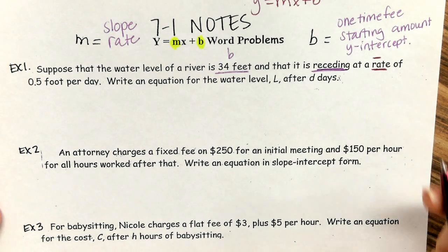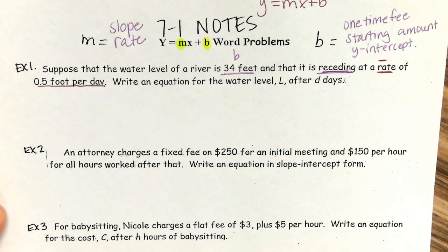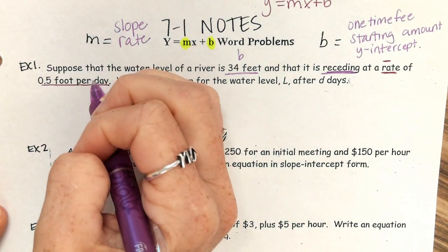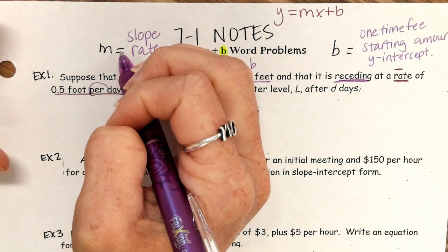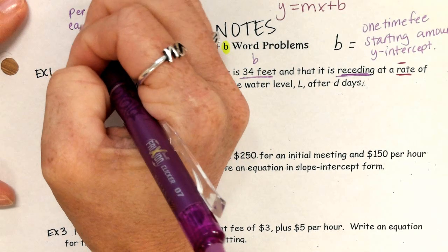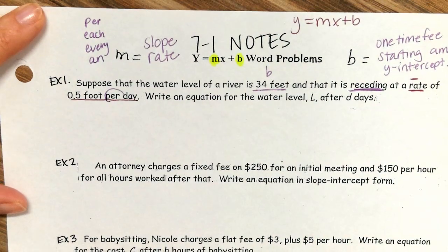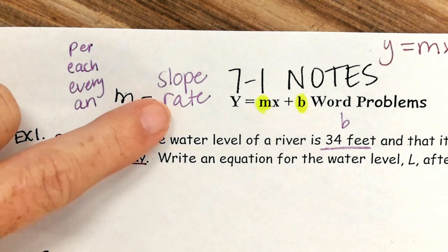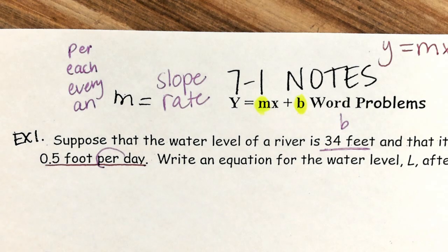What is the rate they gave us? Now y'all notice they used a clue word with the rate. So over here next to m, I want y'all to put, there's clue words: per, each, every, and. Now they won't always use those words, but those are clue words for rate or slope, because rate and slope mean the same thing.